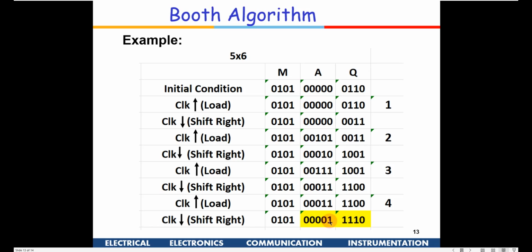Now if you see, 5 into 6 is 30. If you see this, this is right, and 2 plus 4 is 6, plus 8, plus 16, so it comes out to be 30. So you get the final 30. So this is how a Booth's algorithm looks like.